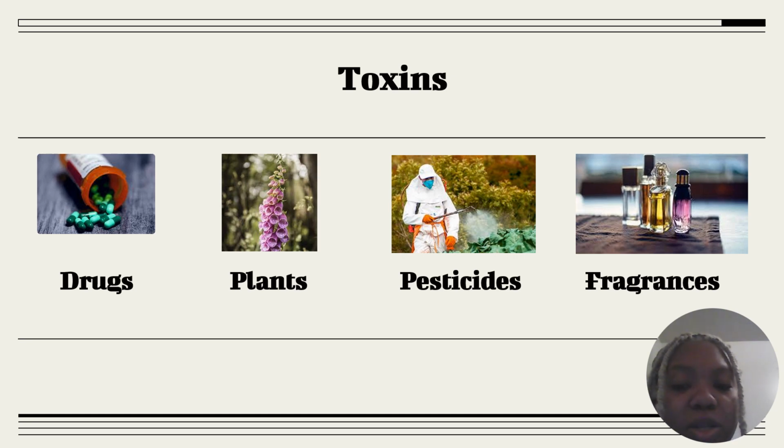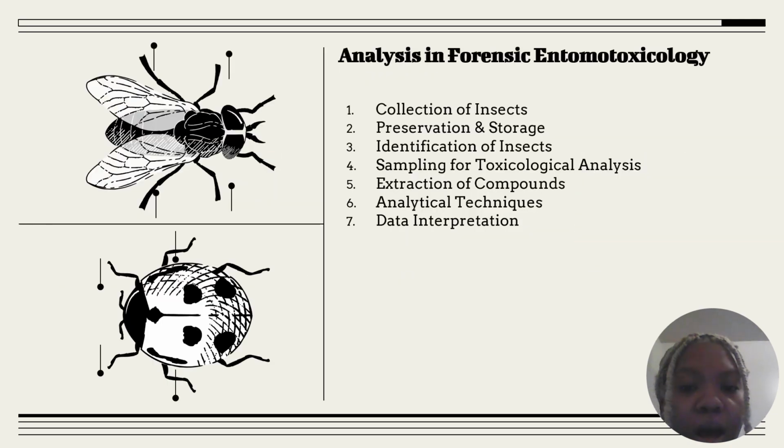The scientific principles behind forensic entomotoxicology is the combination of forensic entomology and toxicology, relying on insect colonization patterns, metabolism of toxins, and stability of substances. On this page, we're going to talk about analysis in forensic entomotoxicology.